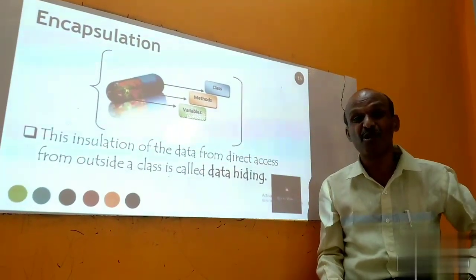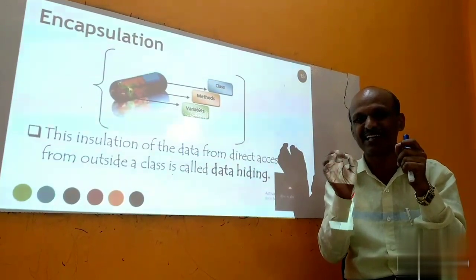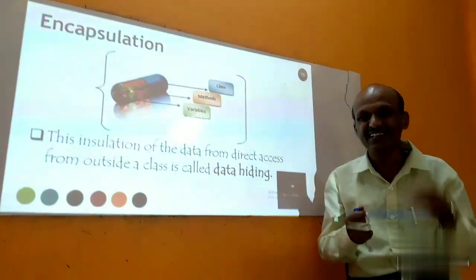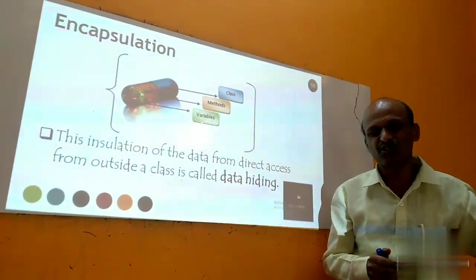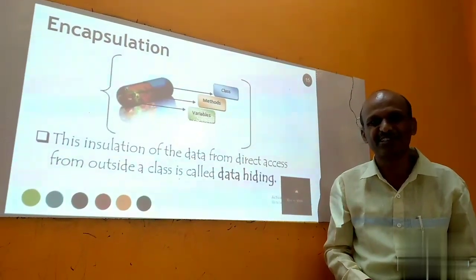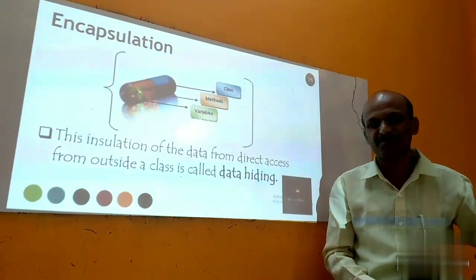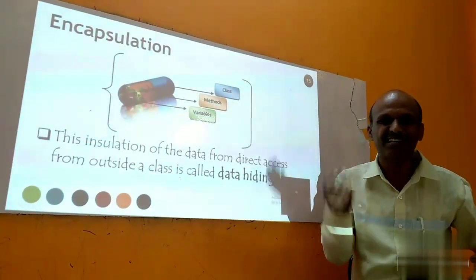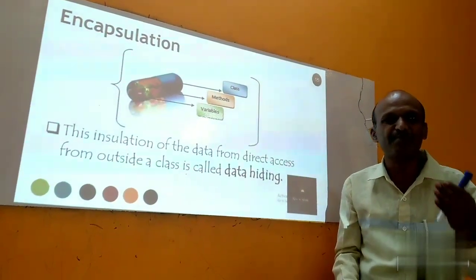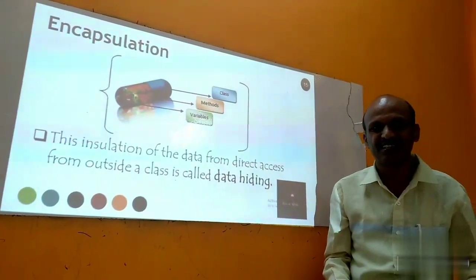So there is a homework question for you. Find out the difference between encapsulation and abstraction. Many times in your placement, such a tricky question will be asked. What is the difference between encapsulation and abstraction? So my students, in our sessions we are covering such placement-related important points also. So you prepare for this.